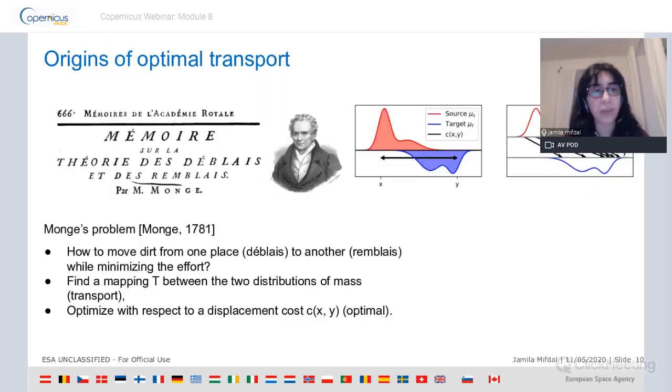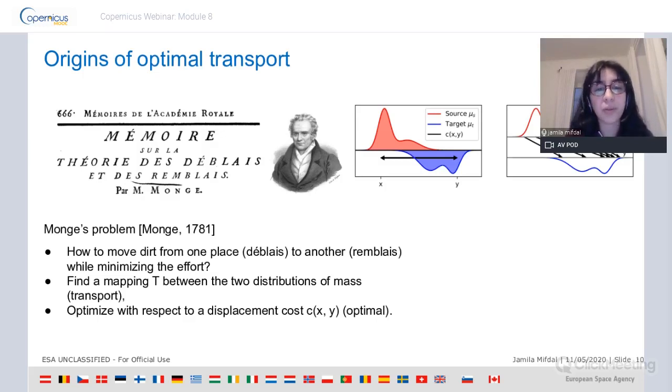Okay, now I'm going to speak about the origins of optimal transport. It started with the French mathematician Gaspard Monge, 8 years before the French Revolution. This mathematician published a memoir where he asked the question of how to transport a pile of sand or dirt from one place to another with a minimal cost.